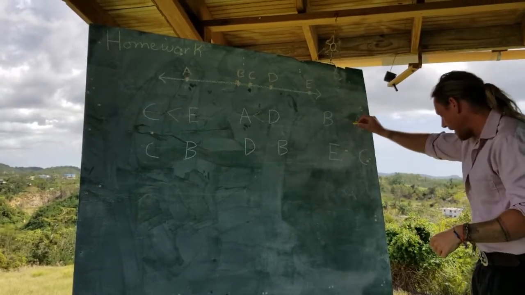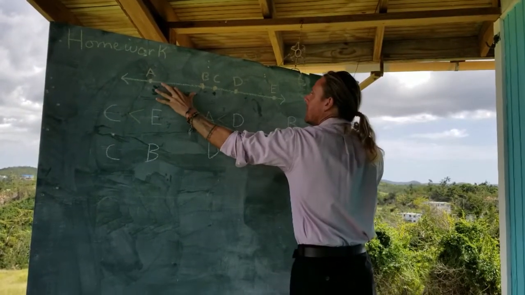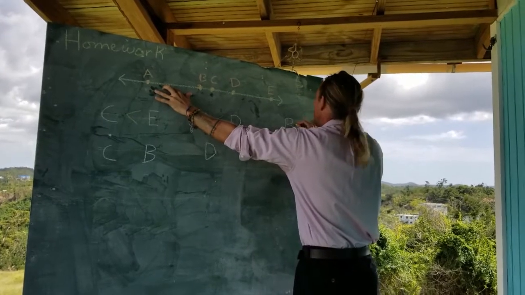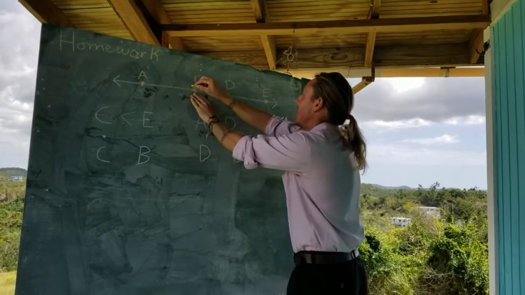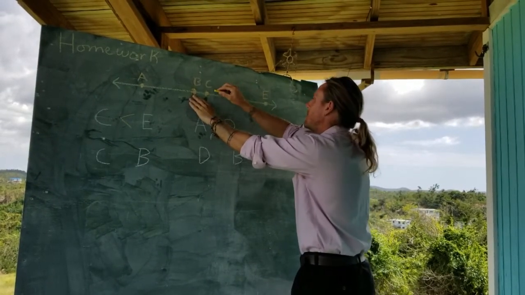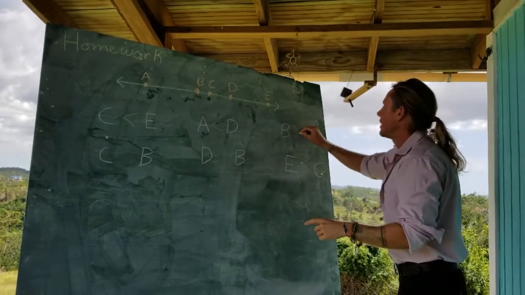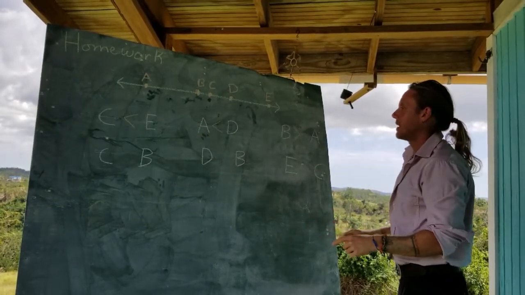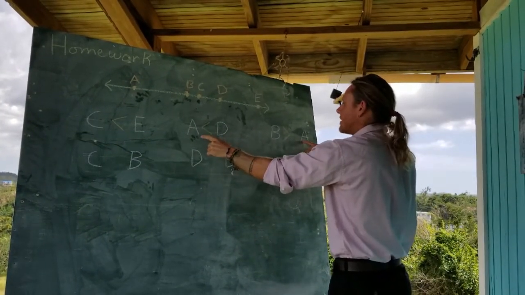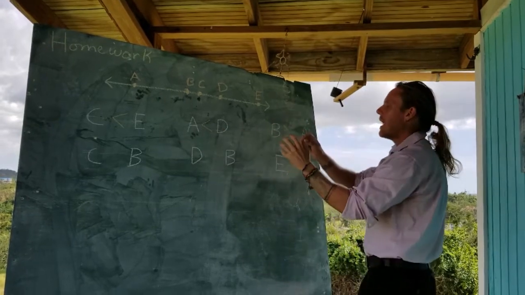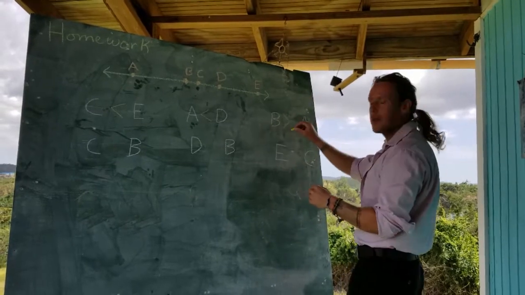How about B and A? Well, here's B. Here's A. We've dealt with A thus far. But what is B relative to A? Well, B is this direction of A. So we would say that B is what? Greater than A. So we use the greater than sign. We looked at A with respect to D, where A is less than D, but when we're discussing B in relation to A, B is greater than A.